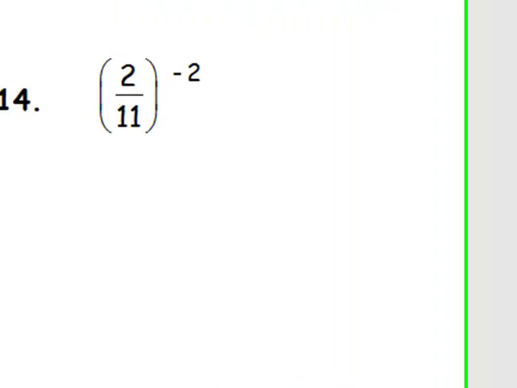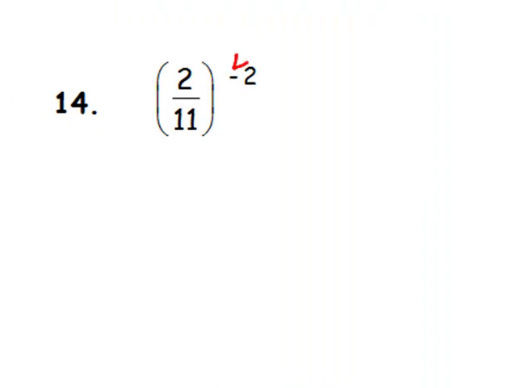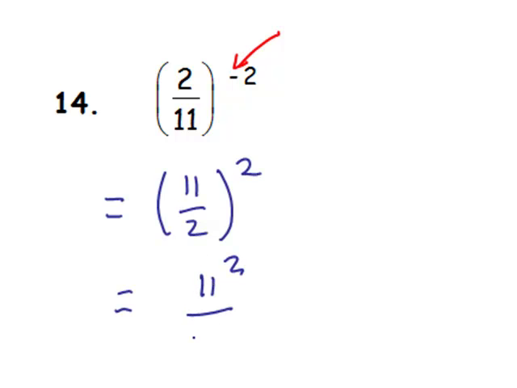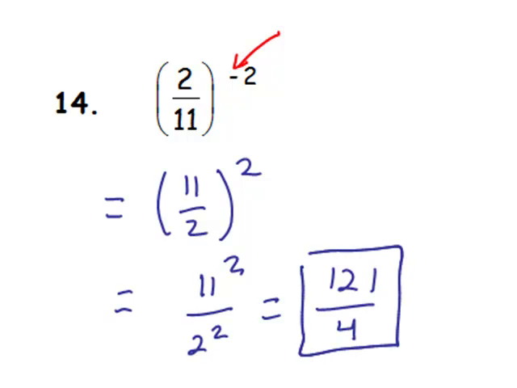In number 14, the negative in an exponent means reciprocal. So the first thing that we could do is take the reciprocal of the 2/11ths, which is 11 over 2, to the positive 2 power. This means we have 11 squared over 2 squared. And 11 squared is 121, 2 squared is 4, and we'll leave it like that. It does not divide in or simplify, and we leave it as an improper fraction.